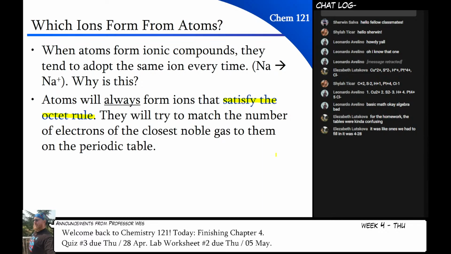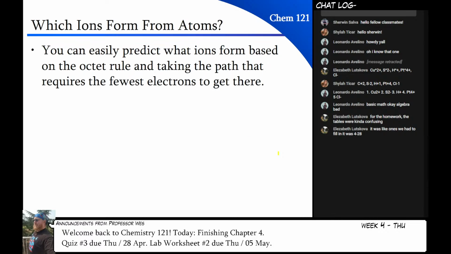Now, this statement here, they will try to match the number of electrons of the closest noble gas to them on the periodic table, will work almost all of the time. There are some exceptions to this rule. But remember, count your valence electrons and then get to an octet. Do this in the path that is the shortest, because you may have multiple choices here, and we'll talk about that too. So let's look at oxygen.